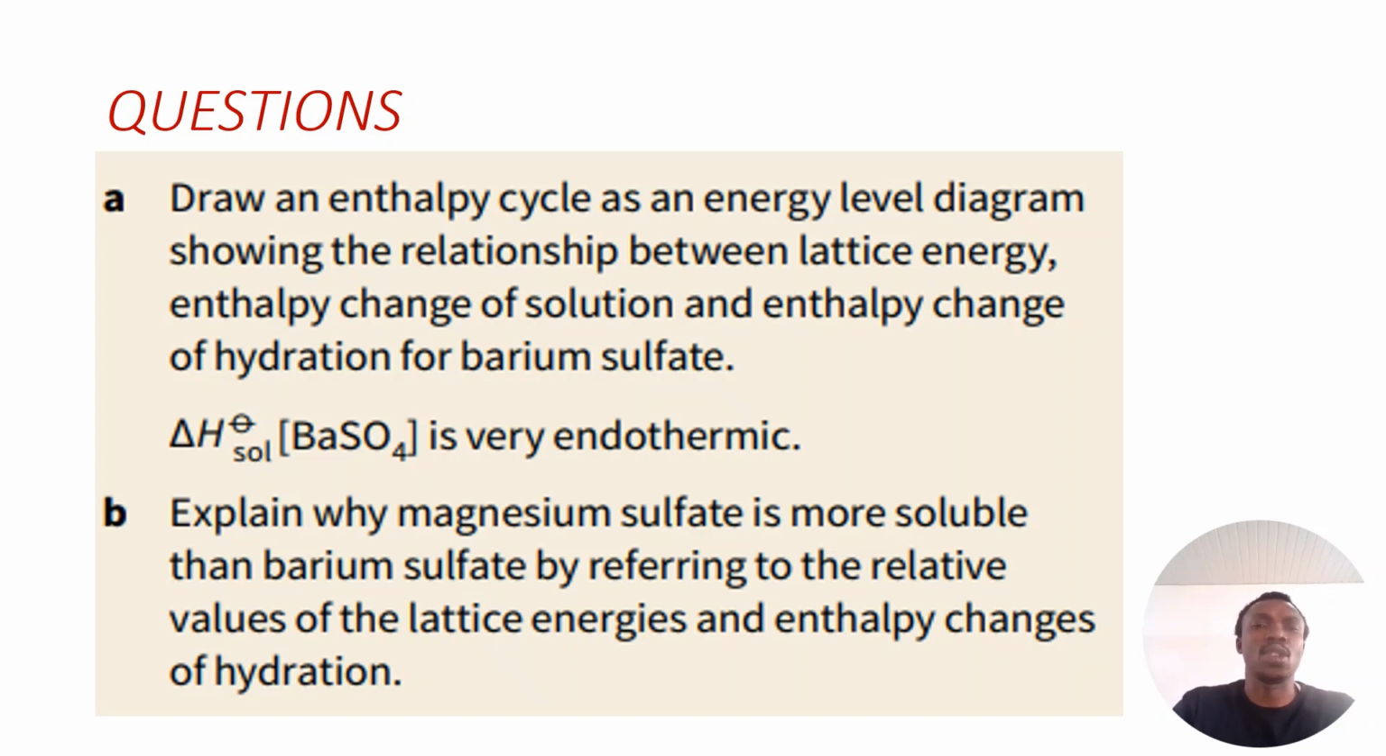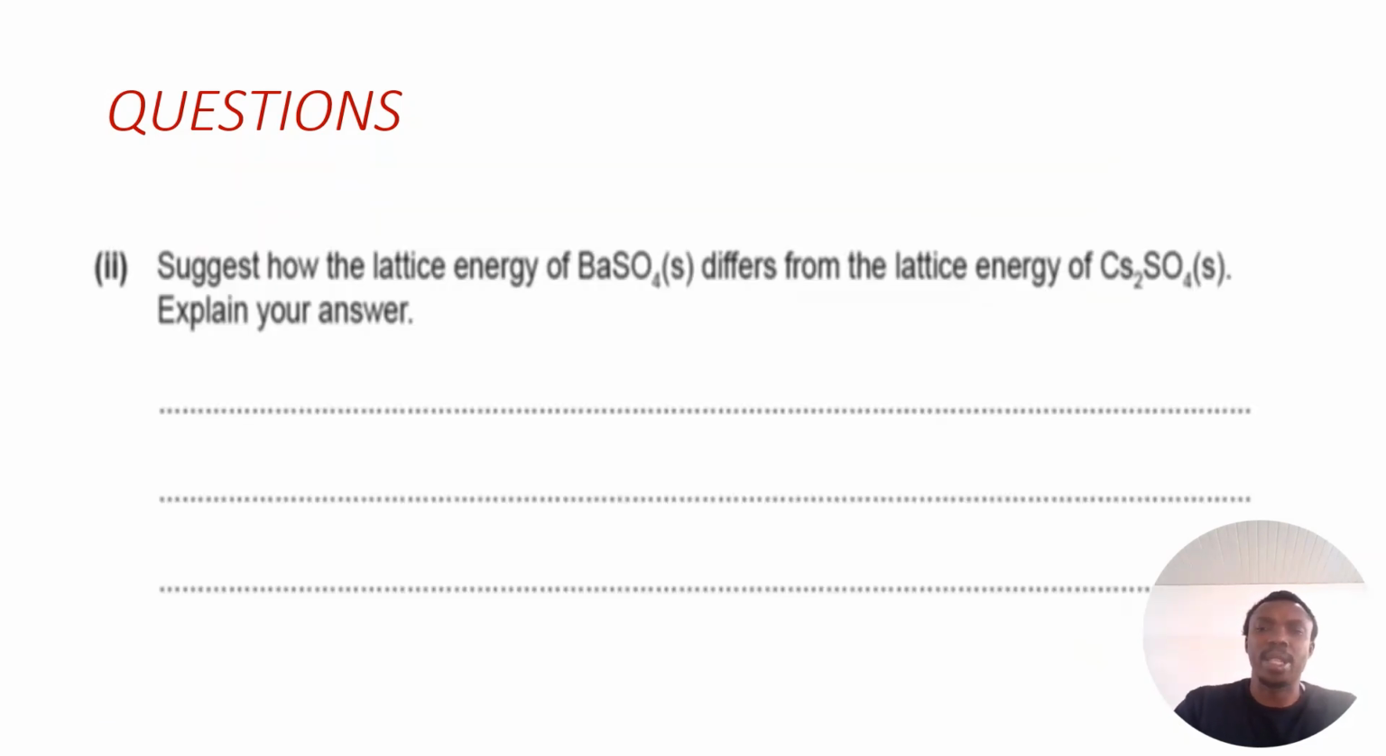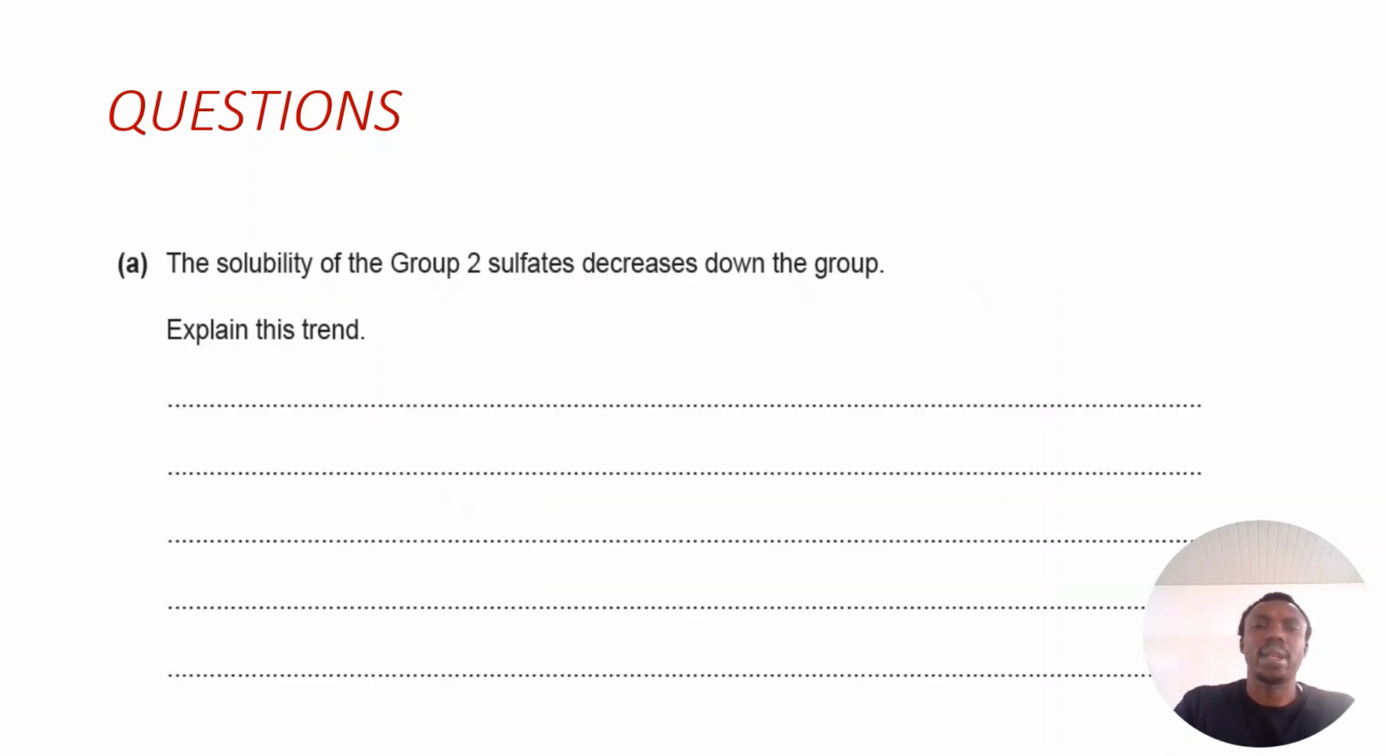Then the B part is: explain why magnesium sulfate is more soluble than barium sulfate by referring to the relative values of the lattice energy and the enthalpy change of hydration. Because from the lecture, you know that the lattice energy and the enthalpy change of hydration affect the solubility of the two. Still on the typical examination questions, suggest how the lattice energy of barium sulfate differs from the lattice energy of cesium sulfate. Explain your answer. Another typical examination question: the solubility of the group 2 sulfates decreases down the group. Explain this trend. So these questions are as simple as A, B, C.